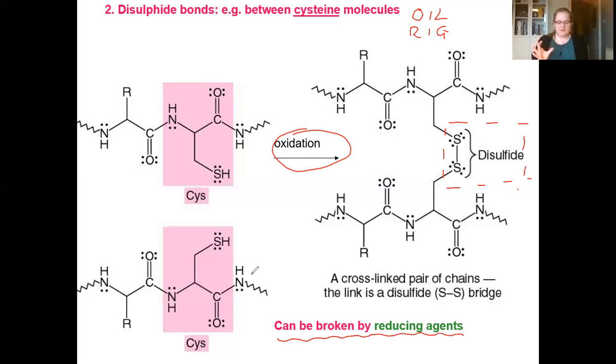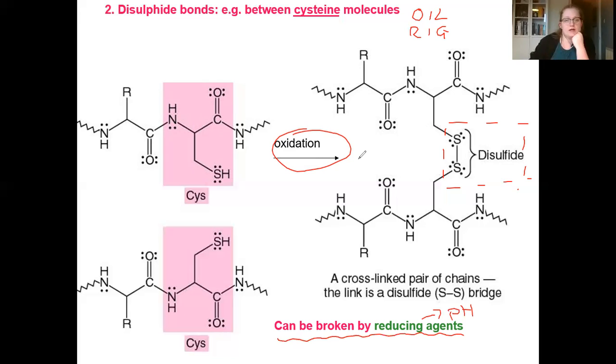So cysteine, two covalent disulfide bonds. These are stronger than hydrogen bonds, but they are very, very sensitive to pH. So a slight change in the pH, and these disulfide bonds, these disulfide bridges, can break.